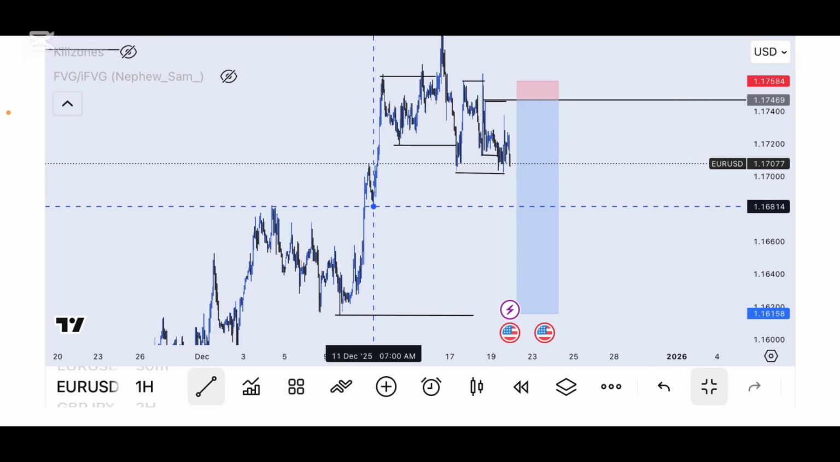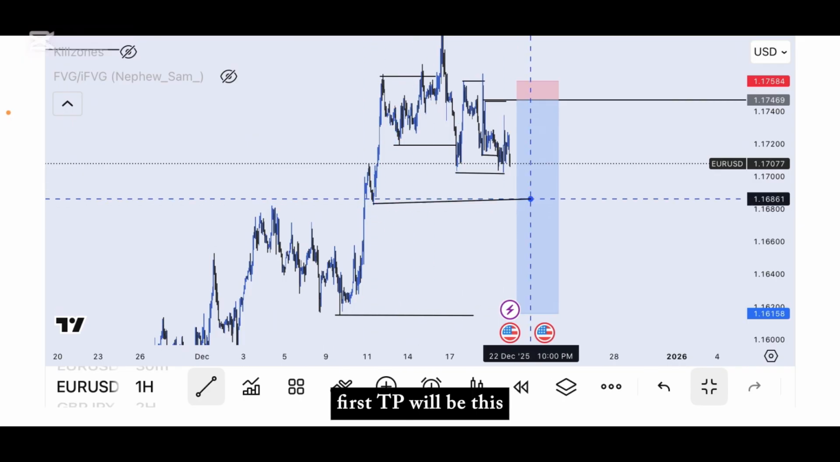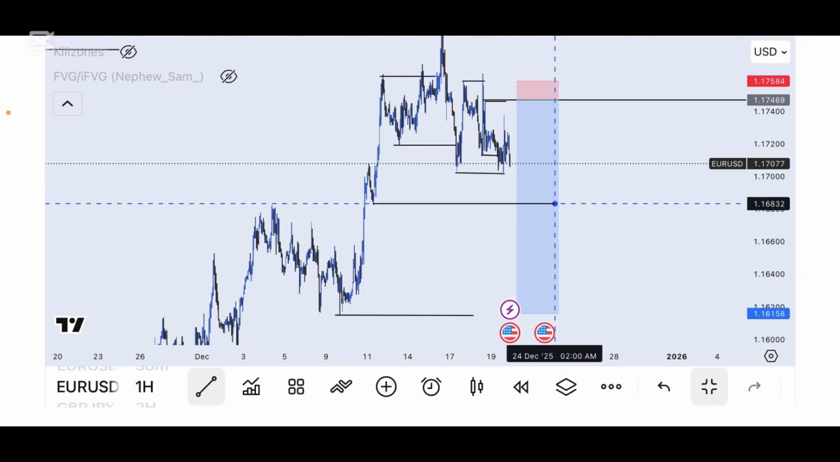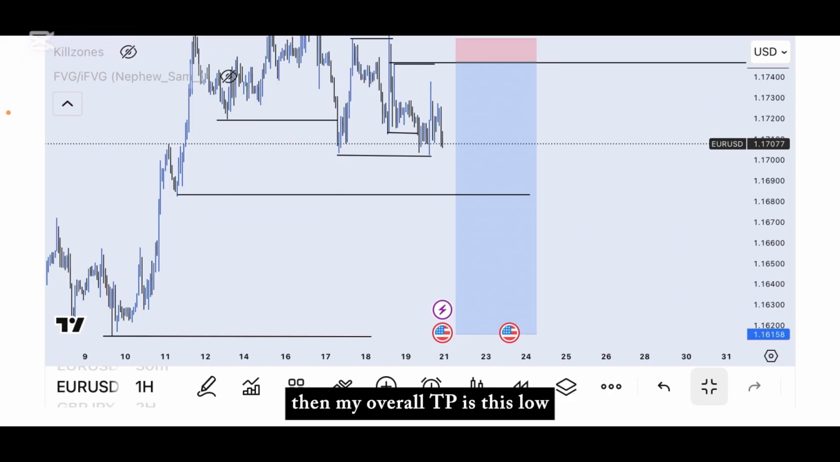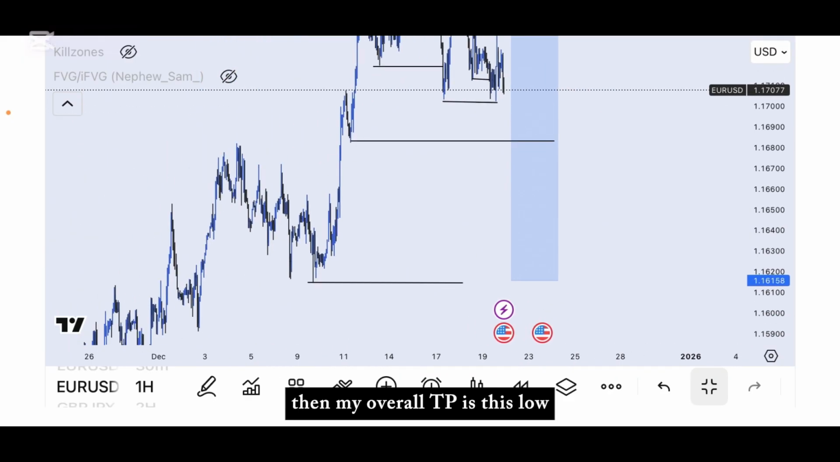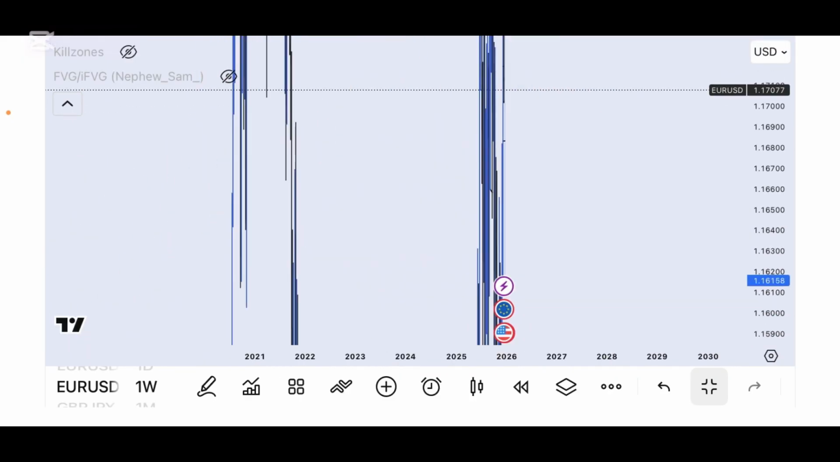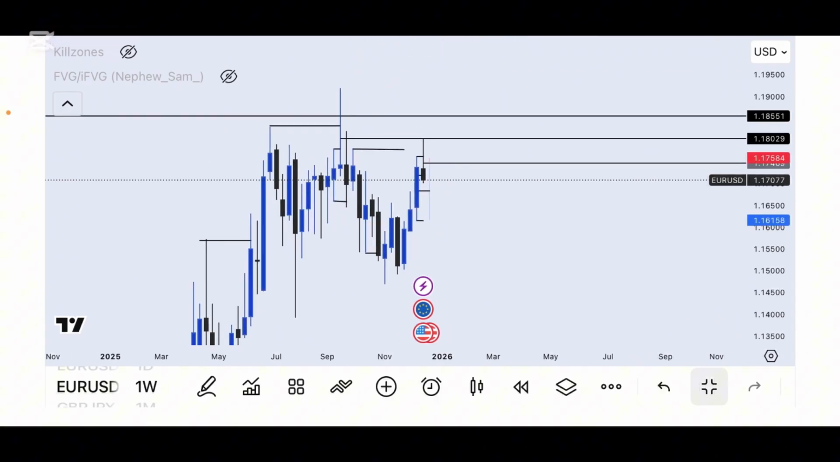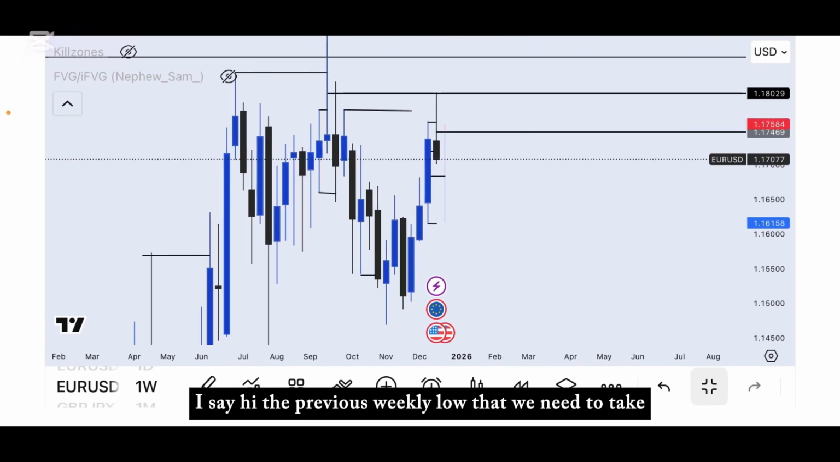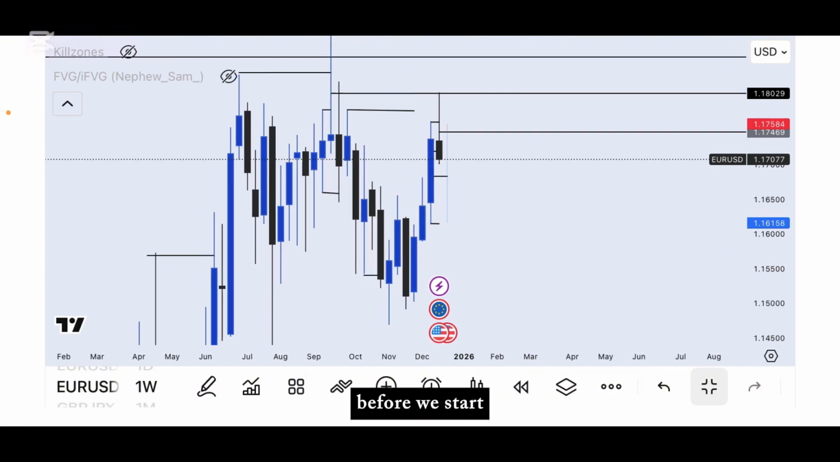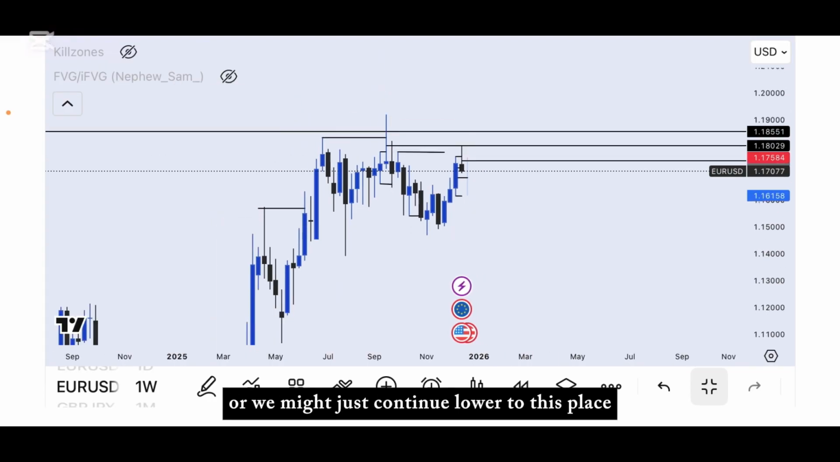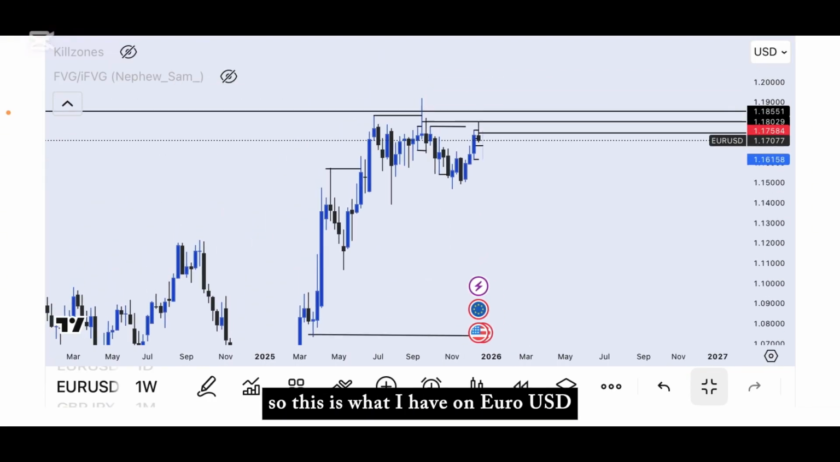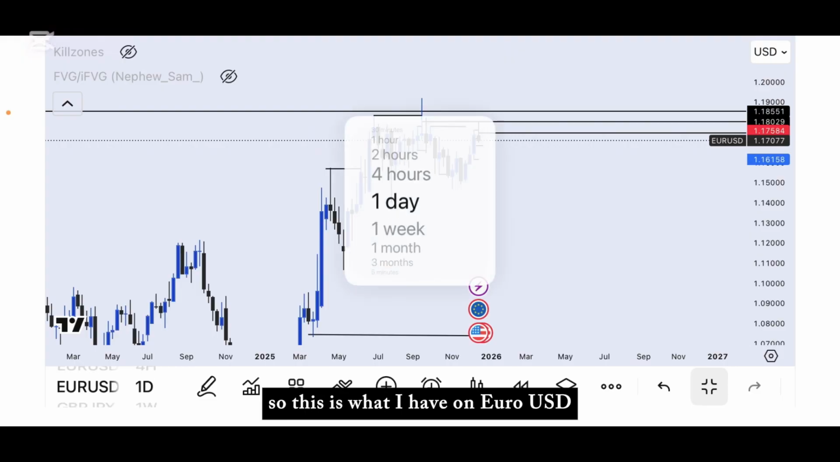This place. My first TP will be this line, this zone. That is my first TP. Then my overall TP is this low, because that is the previous weekly low that we need to take before we might start buying, or we might just continue lower to this place. So this is what I have on Euro USD.